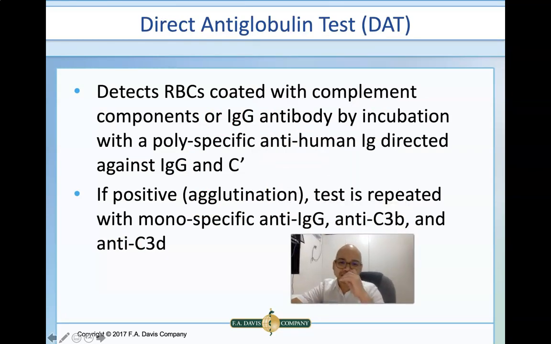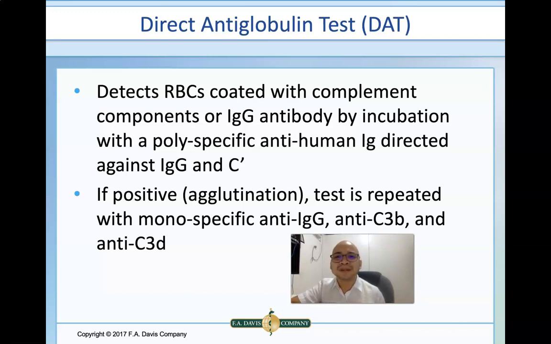There are several tests available in blood banking. So this particular topic will be expounded further in blood bank. We call it the direct antiglobulin test. So if it's a direct test, it will detect RBCs coated with complement component or IgG antibody by incubation with a polyspecific anti-human IgG directed against IgG and complement.